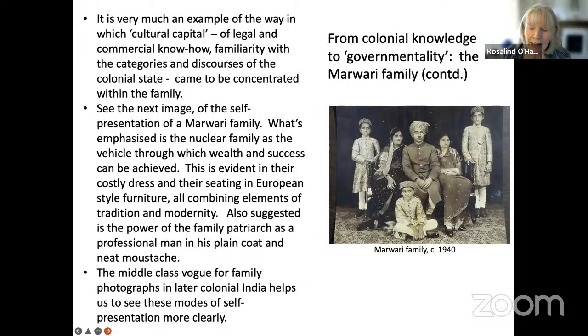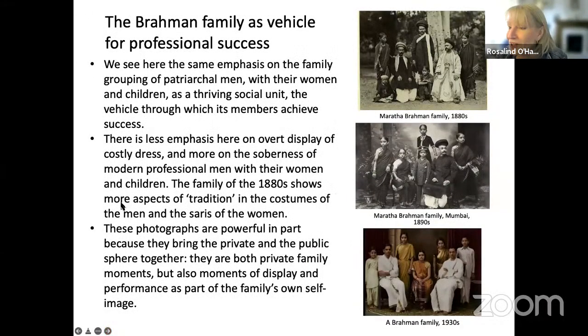And we're very lucky as historians that there was from the later colonial period, really even from the 1860s onwards, there comes to be a huge vogue for studio photographs of this kind. And these are very useful for us because they do enable us to see how families wanted to appear, how they wanted to present themselves. So let's look at another set of families, a little bit closer to home.